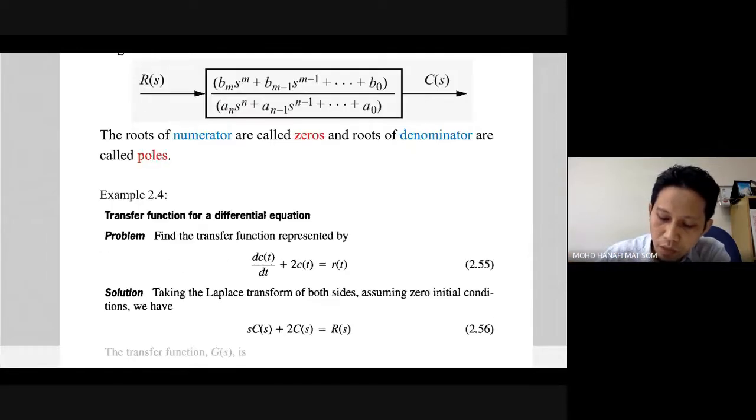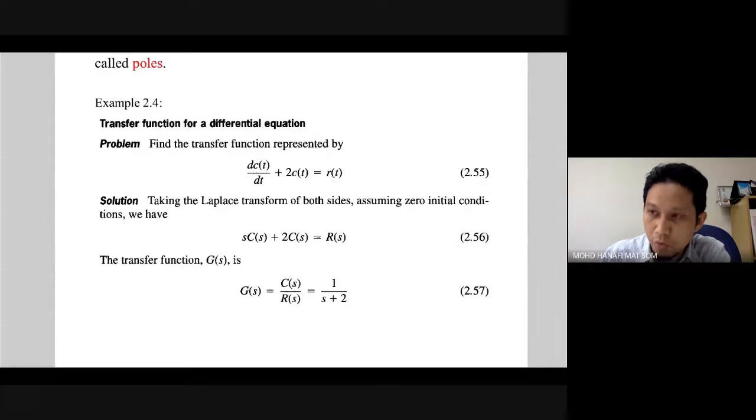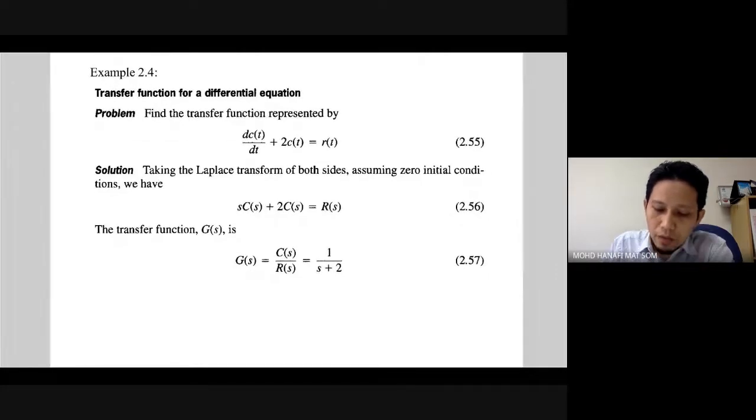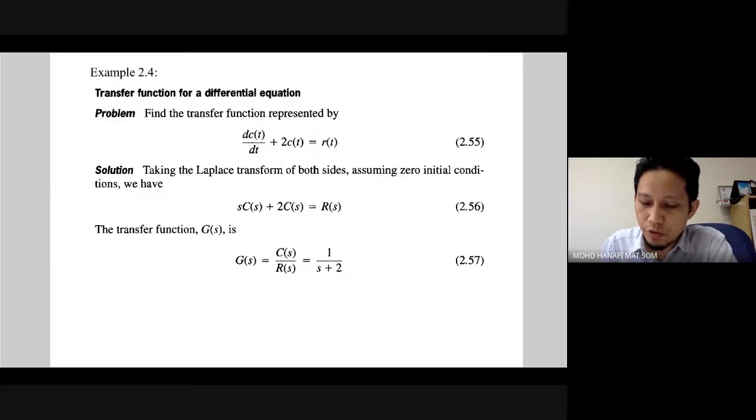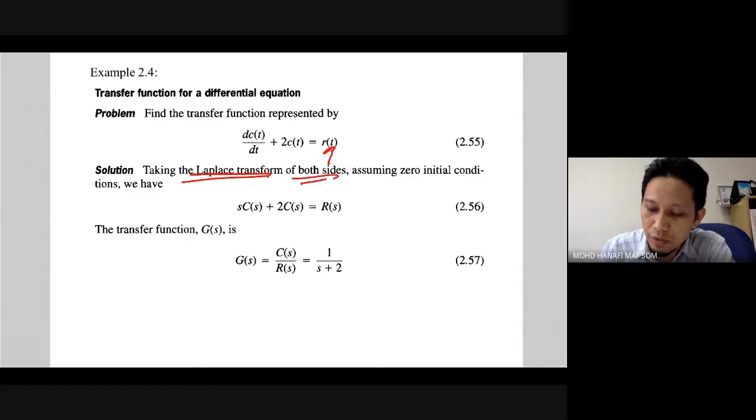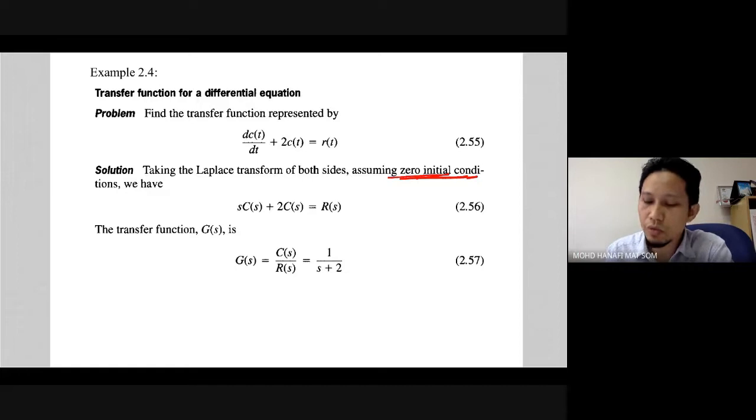Okay. So let's see example 2.4 here. Find the transfer function represented by equation 2.55: dc(t)/dt plus 2c(t) equals r(t). Solution: we take the Laplace transform of both sides, the left-hand side and the right-hand side, assuming 0 initial conditions. Whenever it's not mentioned, we assume 0 initial conditions.